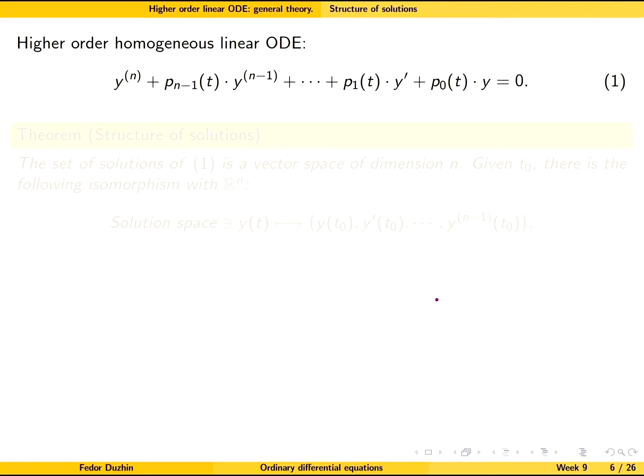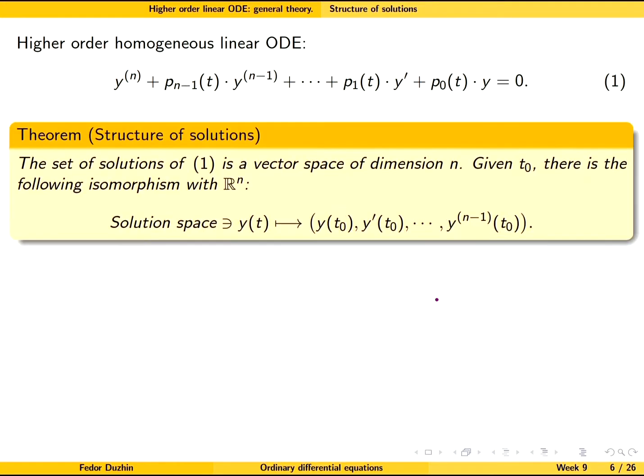Then, just like for first order and second order differential equations, we have this space of solutions: the set of solutions of a homogeneous linear nth order differential equation is a vector space of dimension n. So the dimension of the vector space is the same as the order of the equation.